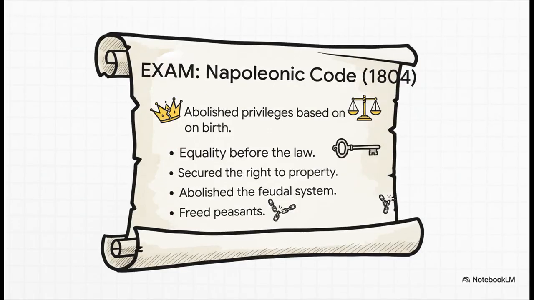Okay, pay close attention to this slide because the Napoleonic Code from 1804 is a huge topic for your exams. This thing was a complete game changer. It got rid of all privileges based on birth, it made everyone equal in the eyes of the law, it protected property rights, and it totally got rid of the feudal system, freeing peasants from serfdom. This was a massive administrative overhaul for Europe.